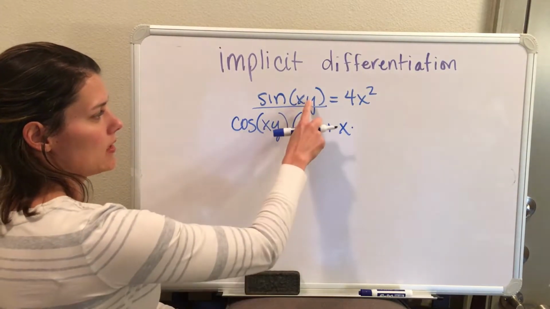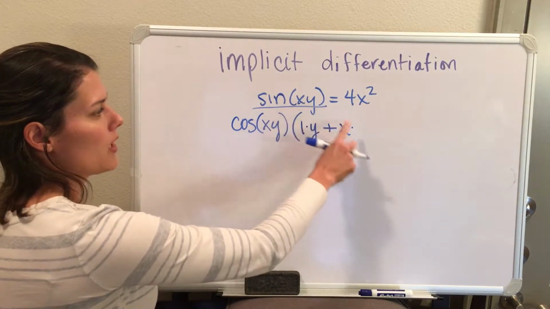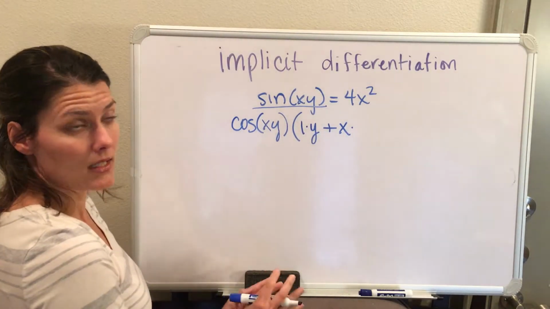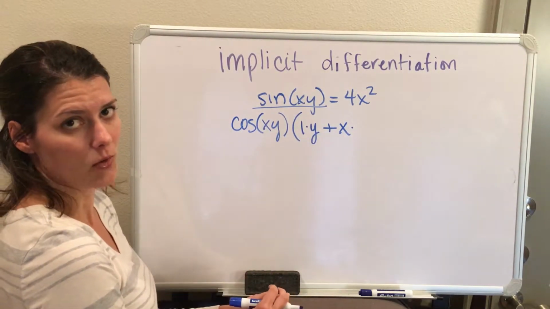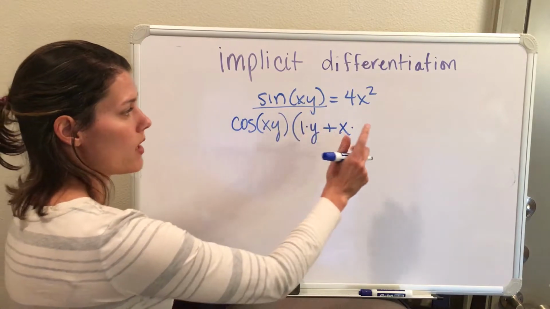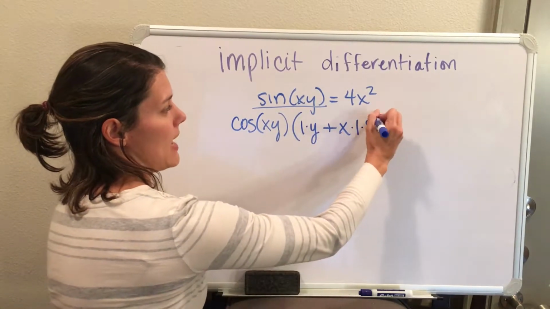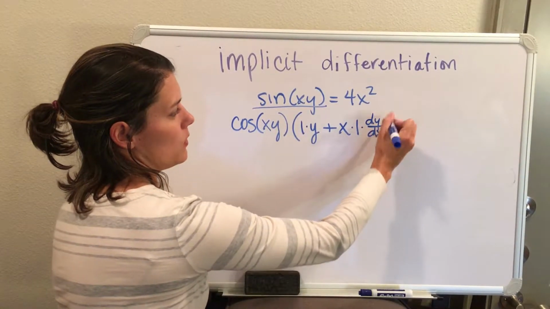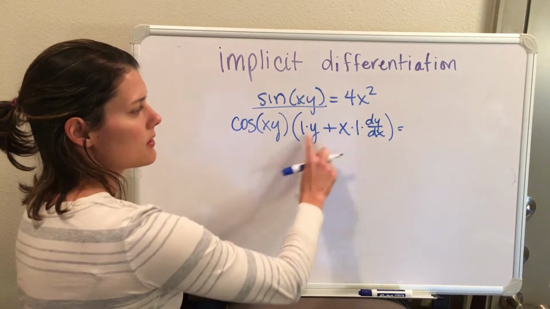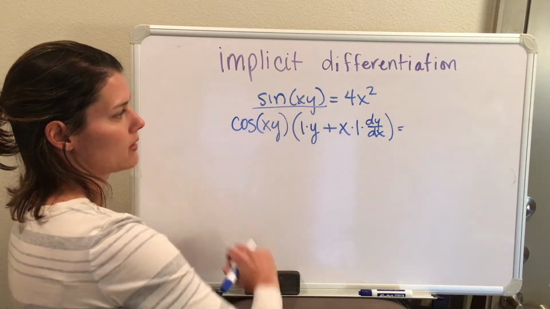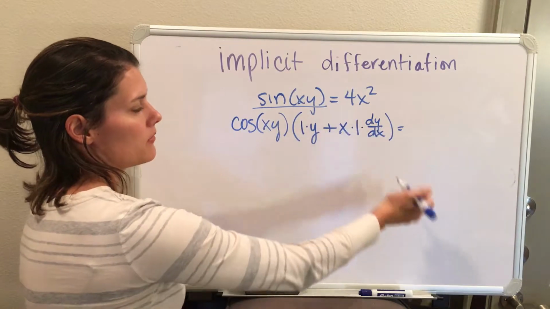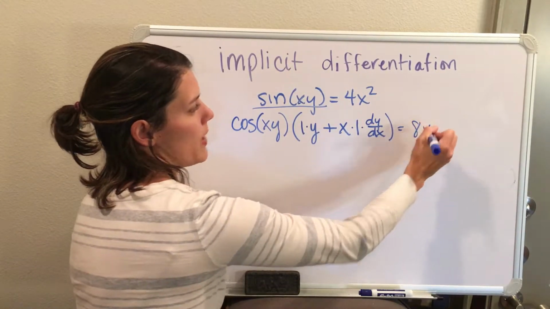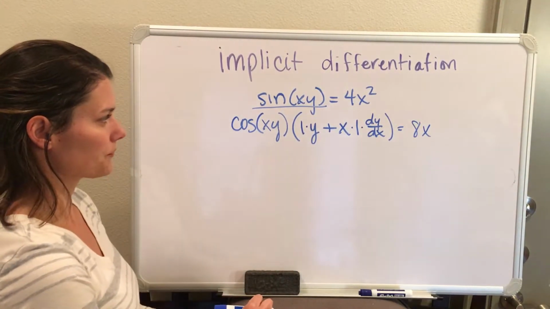second function. Now again, since this is a y term, when I take the derivative of that term, I have to include that chain rule. So the derivative of y is 1, but then I would need to add that dy over dx with it. And this completes the product rule for xy. Then the derivative of 4x squared is just a normal power rule, which would be 8x.